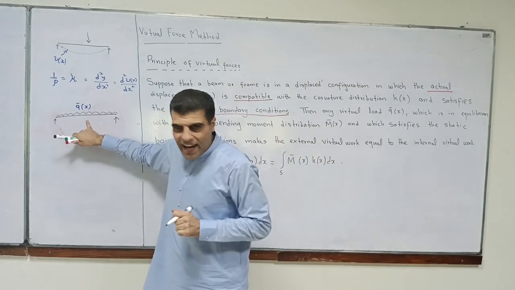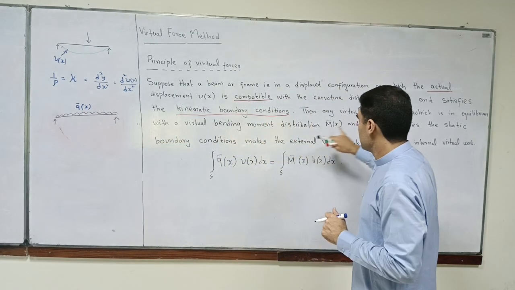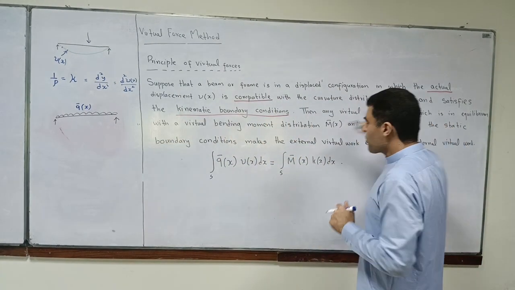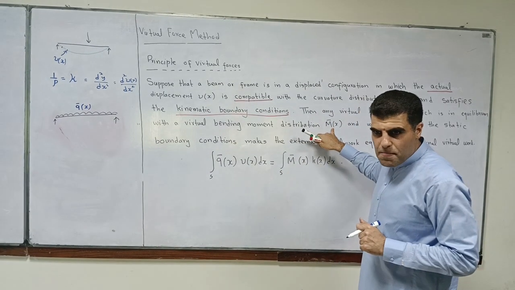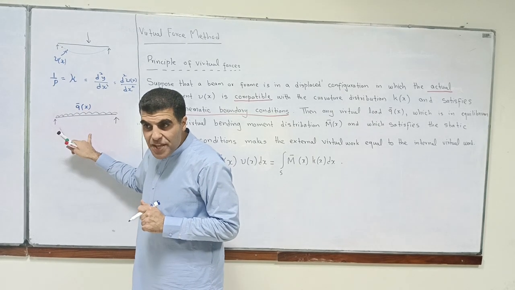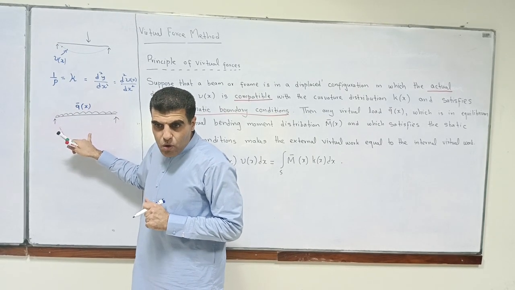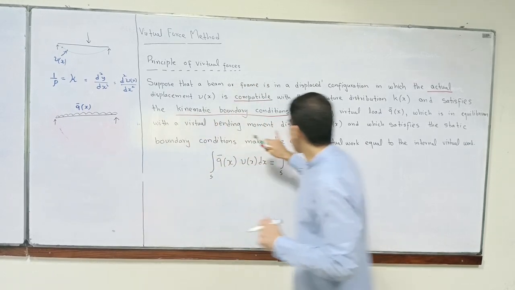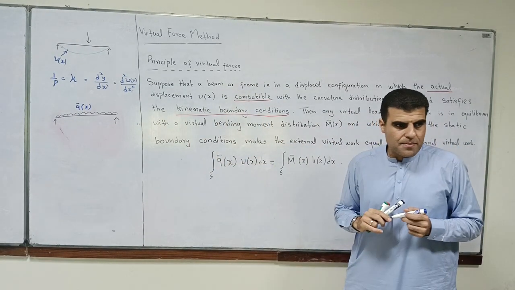So I take Q bar x, which is in equilibrium with a virtual bending moment distribution M bar x, and Q bar x must be in equilibrium with M bar x. What does that mean? What do we mean by Q bar x being in equilibrium with M bar x?